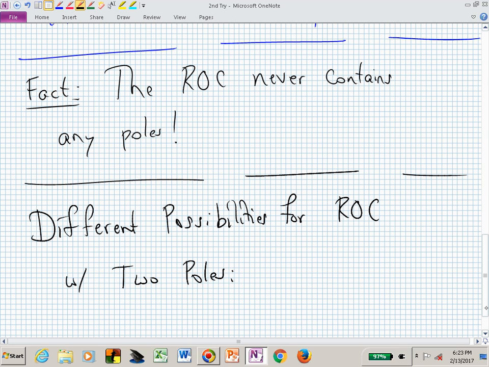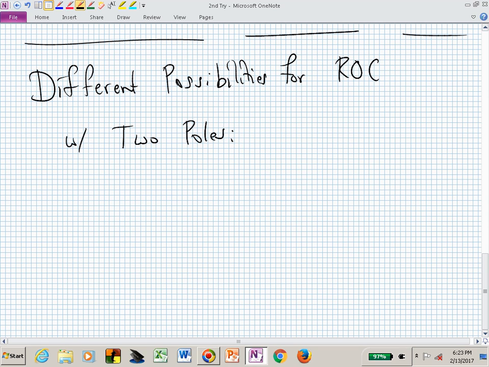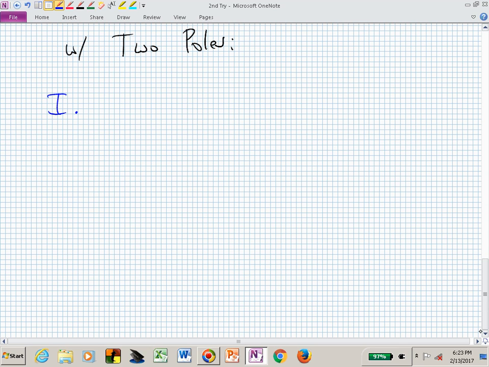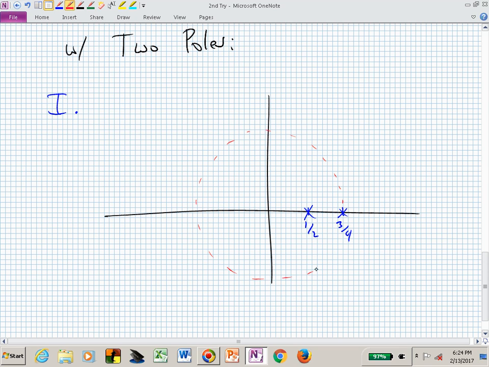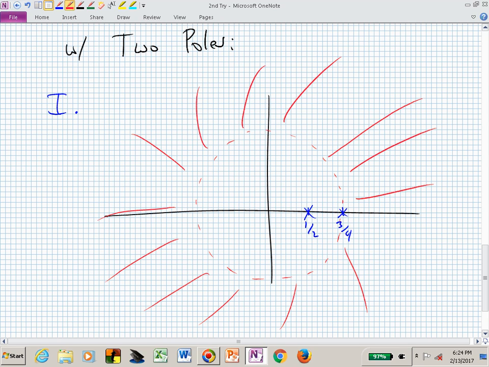Let's look at some possibilities on two different poles. Let's say possibility number one. Suppose that I have a pole at 1/2 and a pole at 3/4, and suppose that my region of convergence is exterior to those two poles.